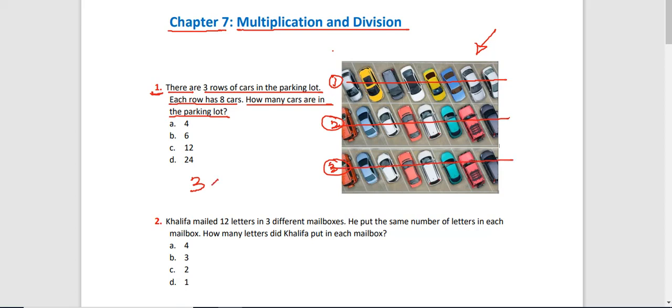So for us to know the total number of cars in the parking lot is to multiply the number of rows by the number of cars in each row. And 3 multiply 8 will give you 24. If you count all the cars, you will get 24. So the answer is D.